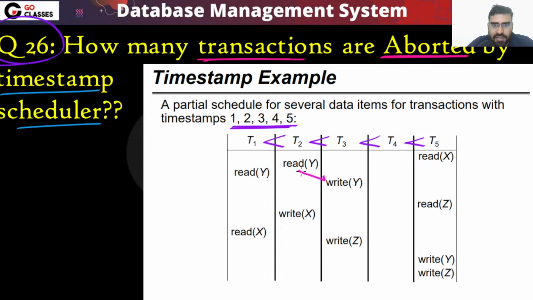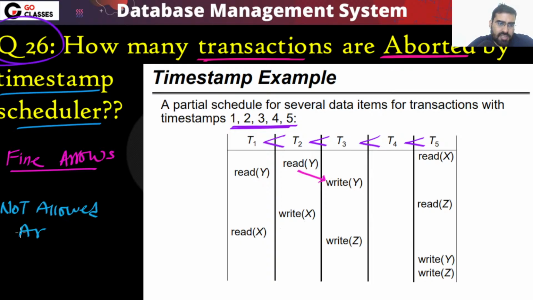This is perfectly fine. Yes or no? There is no problem here, so I can say the red ones are fine. These are fine arrows. And when I write like this, then these are not allowed arrows. This color means not allowed arrows.